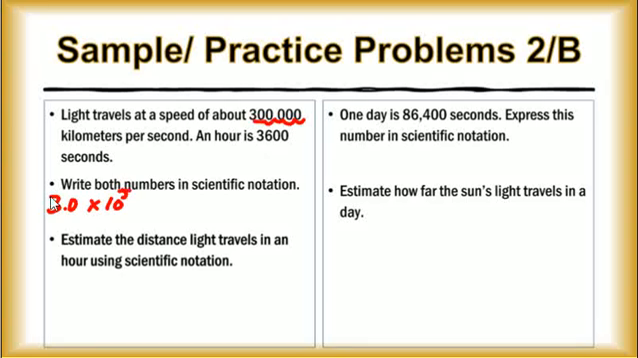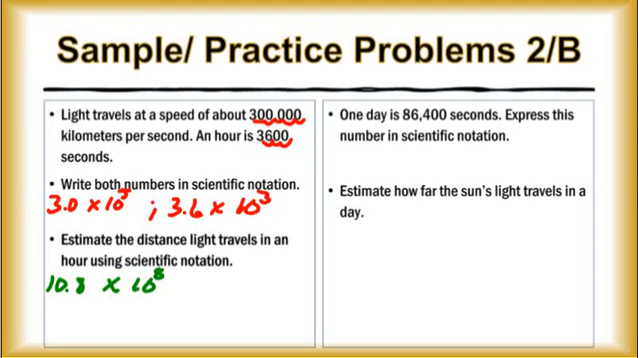And the other one would be 3.6 times 10, so 1, 2, 3, to the 3rd power. Now we need to estimate the distance light travels in an hour using scientific notation. So let's estimate that. We're going to just multiply our two numbers here. So it'd be 3 times 3.6, which gives us 10.8 times 10 to the 8th power.